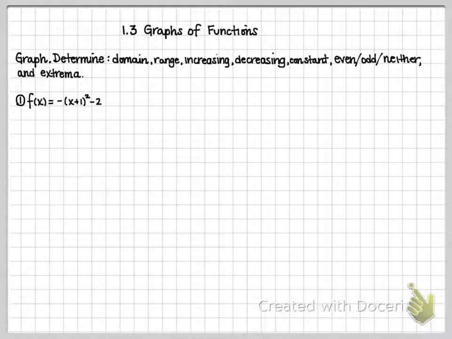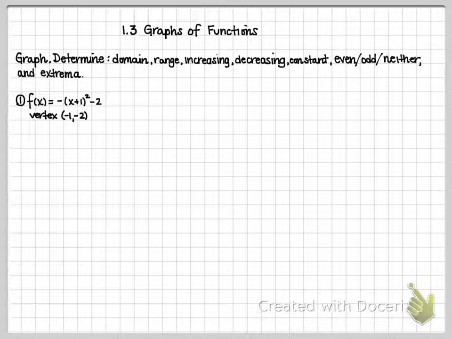Here we've got f of x is equal to negative quantity x plus 1 squared minus 2. Hopefully that looks familiar to people. This is just a parabola. So I am going to go ahead and identify the important information. I know that my vertex is going to be located at opposite the inside, exact the outside.